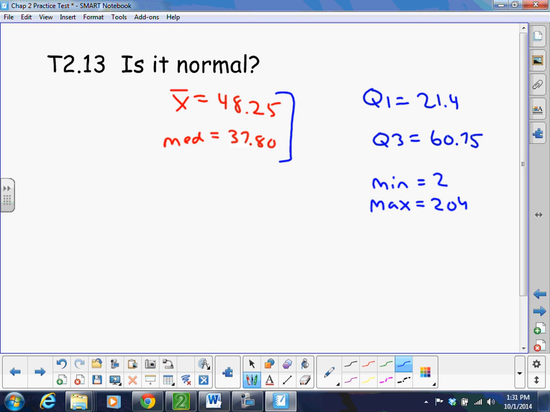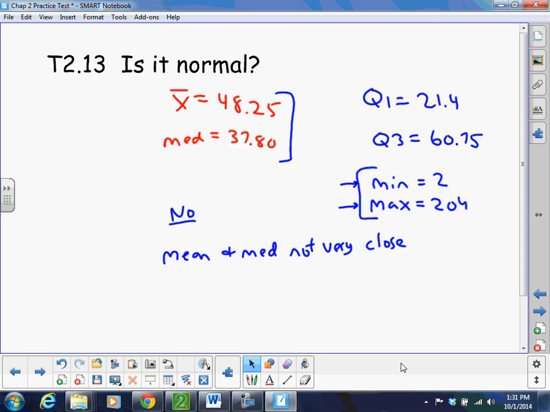So without having the data, we can't make the normal probability plot. So you just kind of have to use some other things. Seeing all of this together would lead me to say it's probably not normal. And make sure you give me a couple reasons. Say the mean and median are not very close. And then also talk about the difference in here. The mean is much closer to the minimum than it is to the maximum. It doesn't seem to be centered very well. And that would lead me to believe we don't have a normal distribution of data. And that is the Chapter 2 practice test in the book.